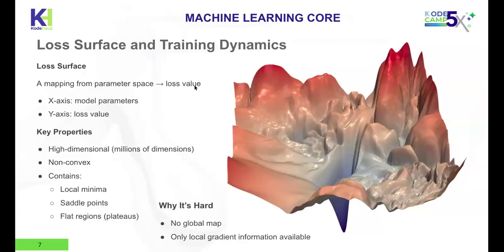So a loss surface is basically a mapping, like I said, from parameter space to loss value. What this means is, you take each set of parameters and then you plot the corresponding loss based on this set of parameters. You take another set of parameters, and we plot it against another corresponding loss. So you do that for a million different sets, or a million different combinations of parameters.